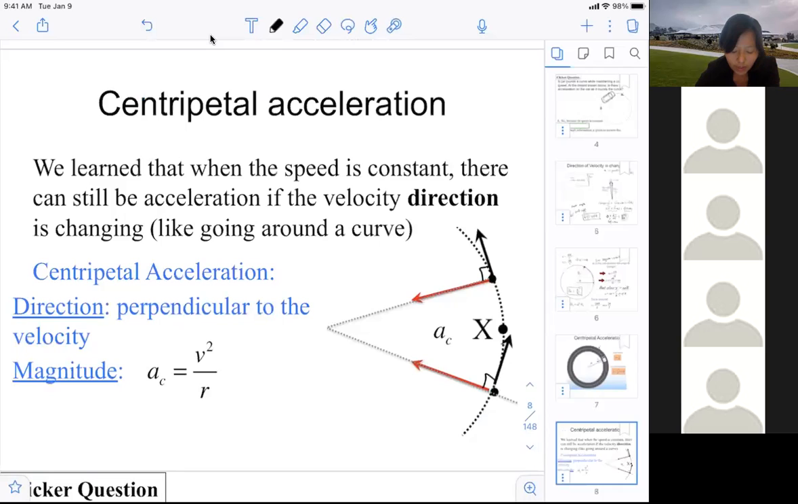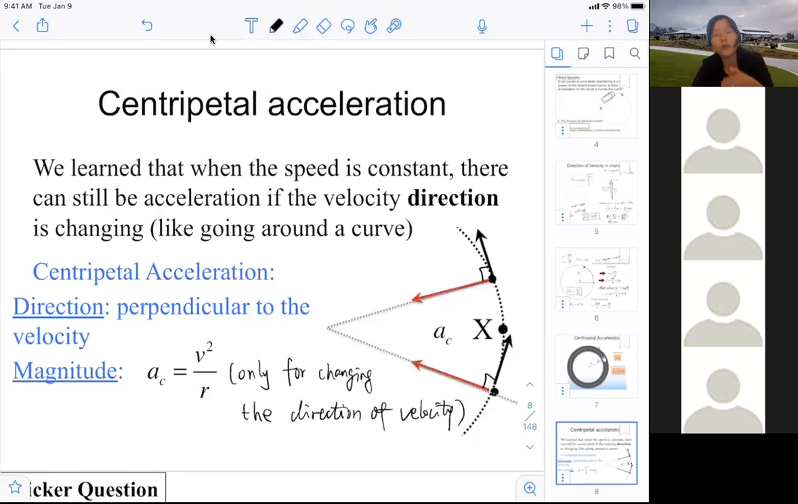This is only responsible for changing the direction of your velocity. So when your acceleration is perpendicular to your velocity, it's not going to make it speed up or slow down, which makes sense, right?